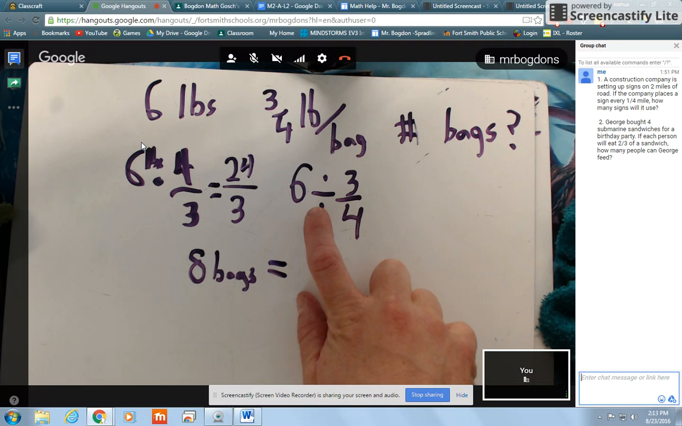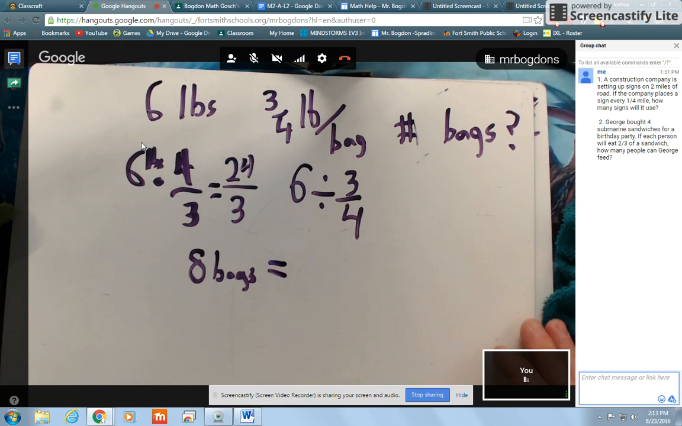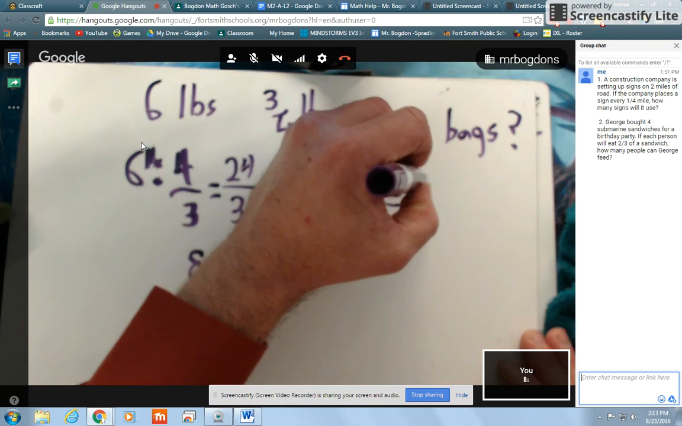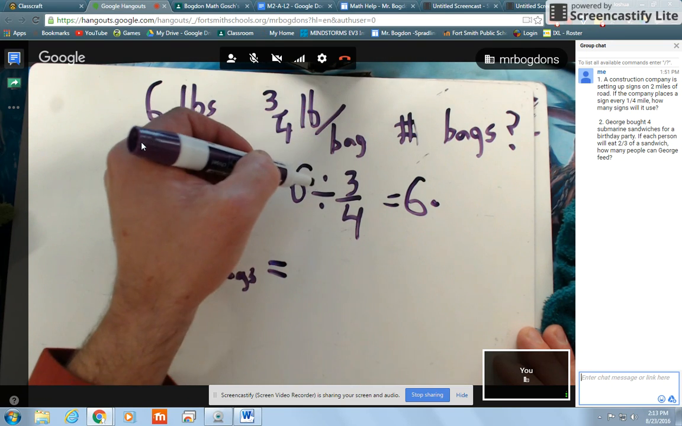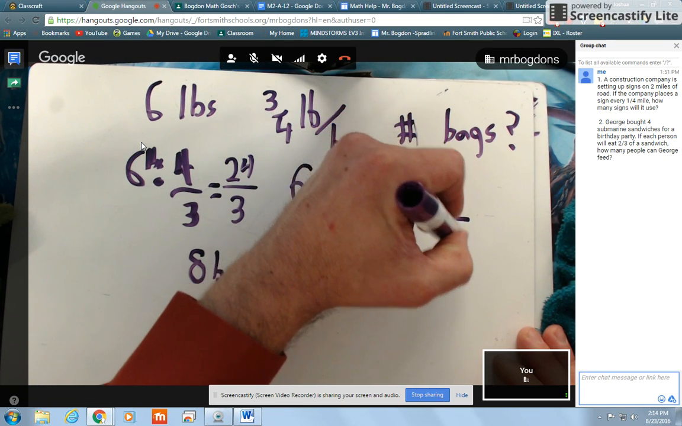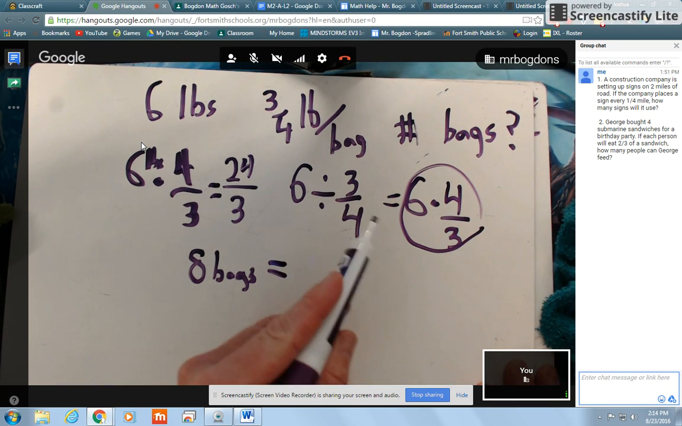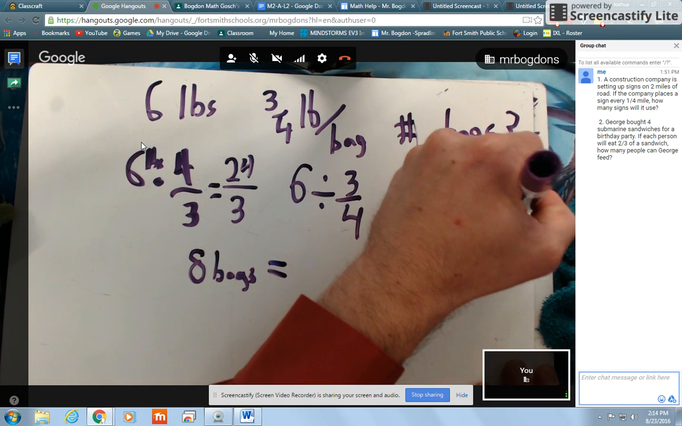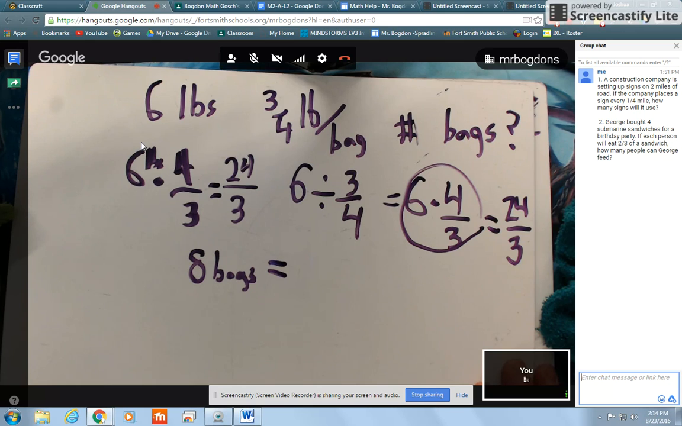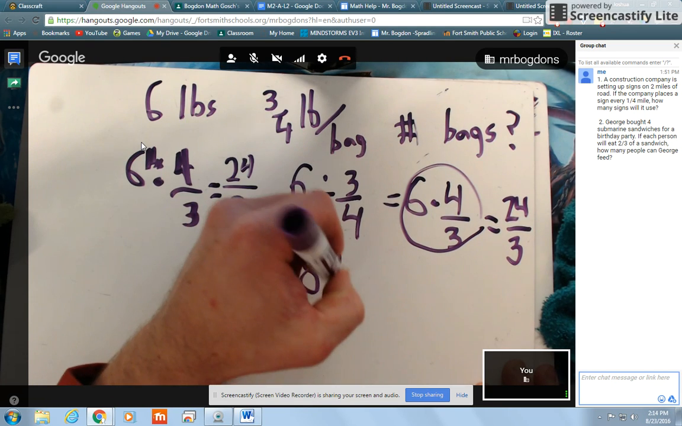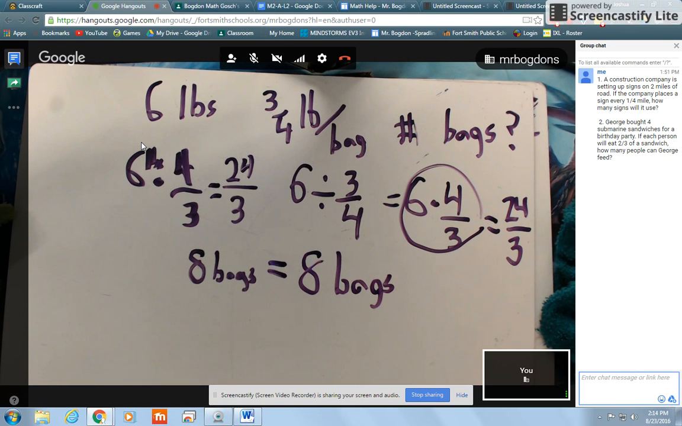So in order to solve this, what is the fastest, easiest way I could do this? Keep, change, flip. So let's keep the 6, change the division to multiplication, and then flip the divisor. Everyone should see that, hey, I've just done that. I got 24/3, and I know that simplifies to 8 bags. All right, so I just did this problem 2 different ways, got the same answer. I can be almost certain that I got the right answer.